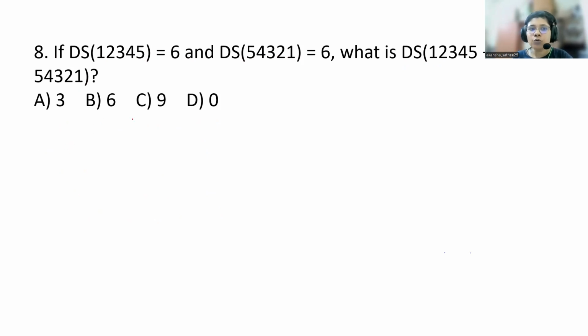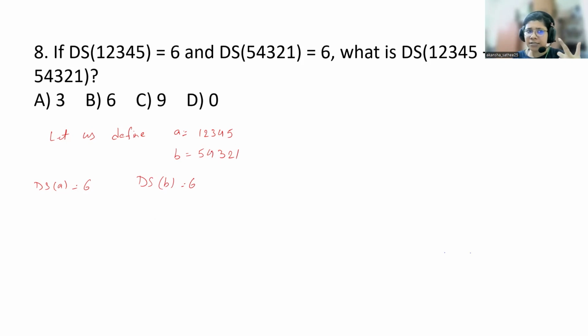Okay, simply what you have to do is add them up. Let me write again. Writing this number again and again will be difficult. Let us define A as 12345 and B as 54321. Now, what is given? Digit sum of A is 6. We have to check it. Digit sum of B is also 6, of course, because both have the same digits, but in a different order.